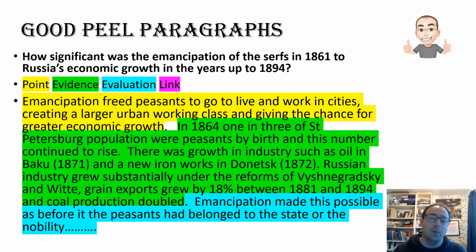So the point: emancipation freed peasants to go and live and work in the cities, creating a larger urban working class and giving a chance for greater economic growth. So again, very much focused on the question about emancipation and economic growth. And I go to the evidence. In 1864, 1 in 3 of the St. Petersburg population were peasants by birth, and this number continued to rise.